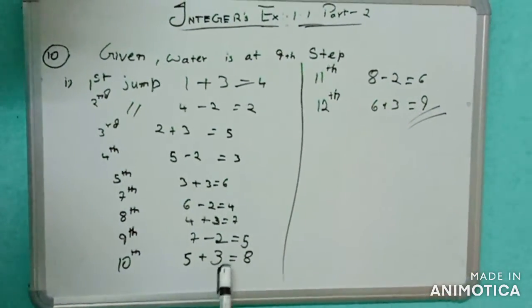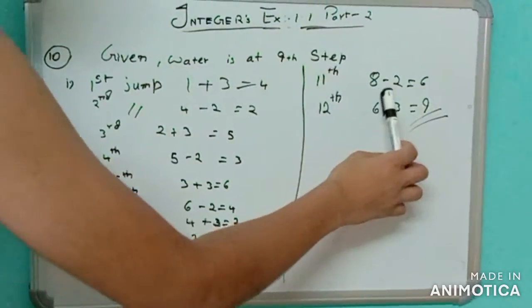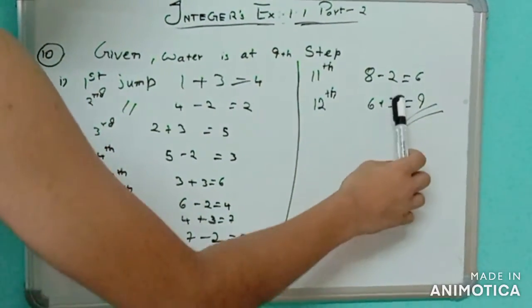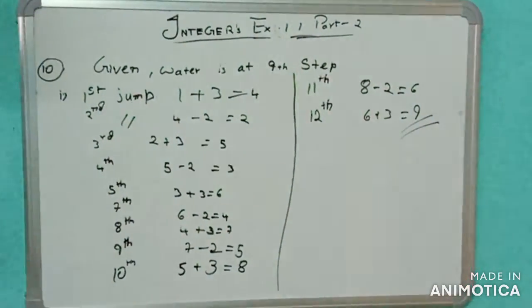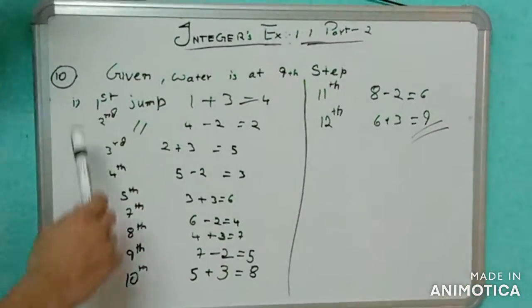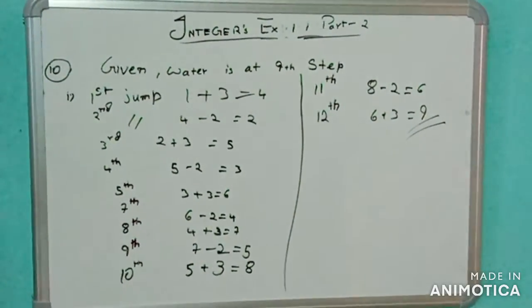5 plus 3 is equal to 8. 8 minus 2 is equal to 6. 6 plus 3 is equal to 9. In 12 steps it will reach the 9th step, means it will reach the water level. So we have completed case 1 and next we will see case 2.